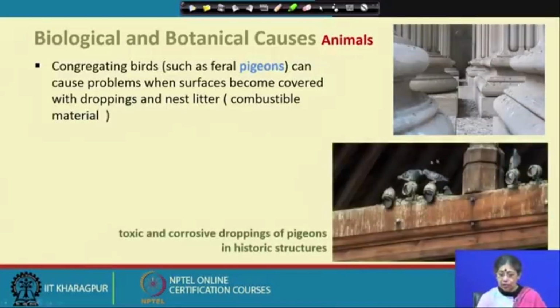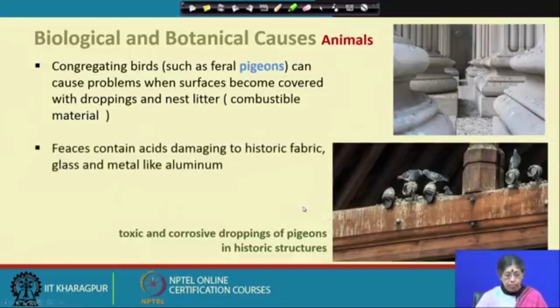As you can see here also, the pigeons' nests are there, and the droppings are generally toxic and corrosive in historic structures. Many times they react with the building material and may cause certain permanent damage. Because these feces are acidic in nature, depending on the material, such as metal like aluminum or glass, they sometimes actually cause damage to the surface and the fabric itself.